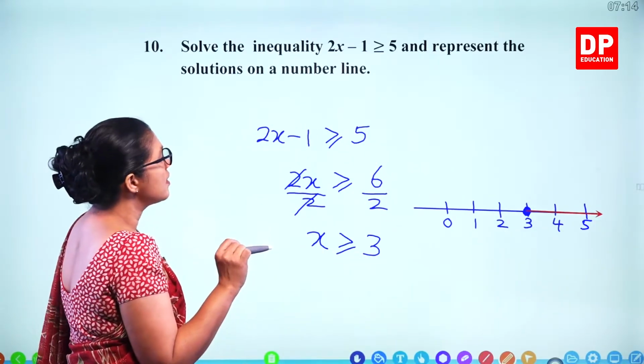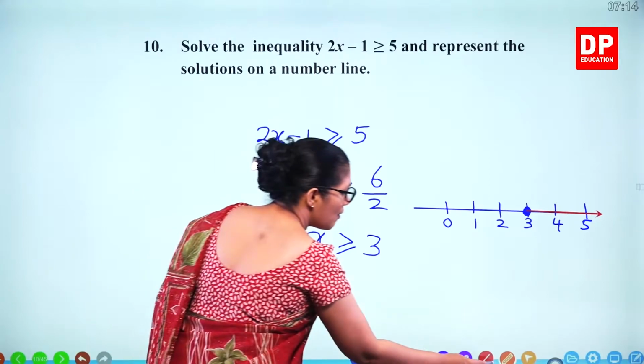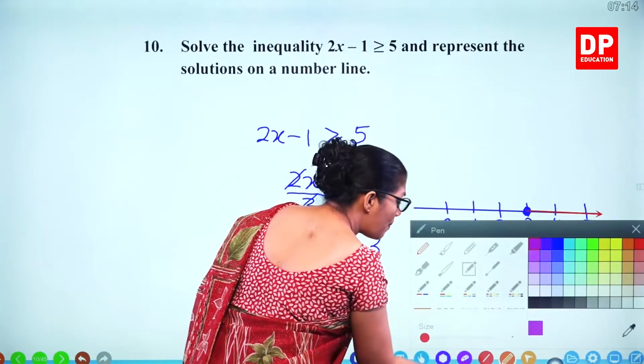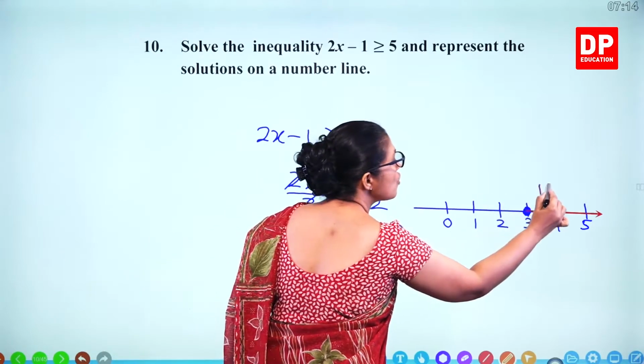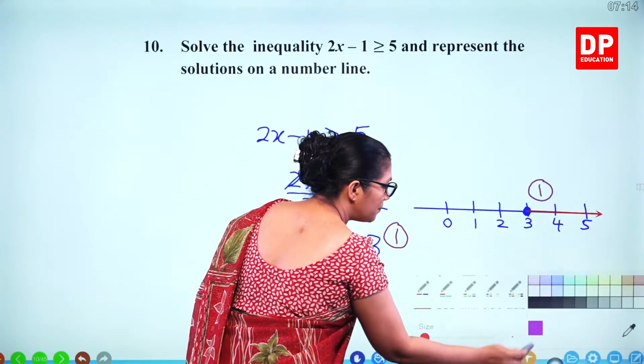So you get 2 marks for that. How do you get marks? 1 mark for solving the inequality and 1 mark for showing it on the diagram.